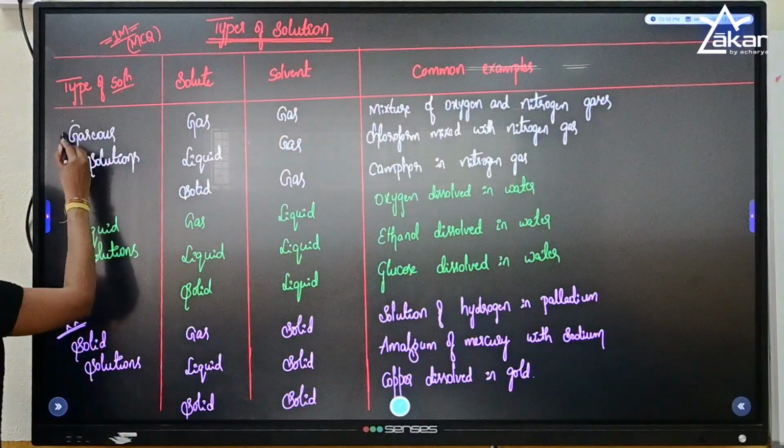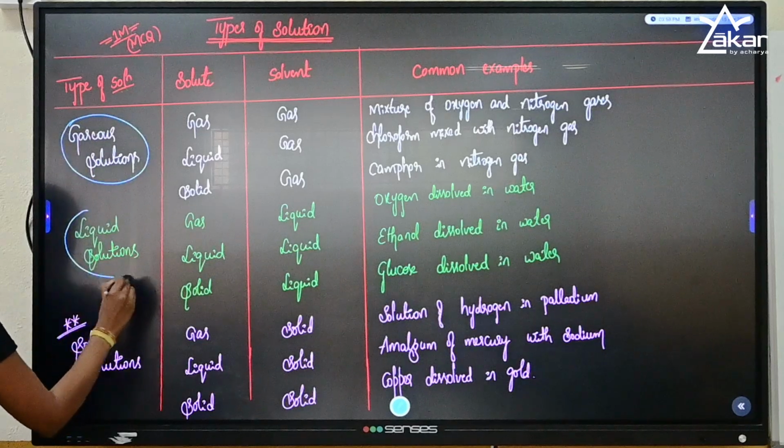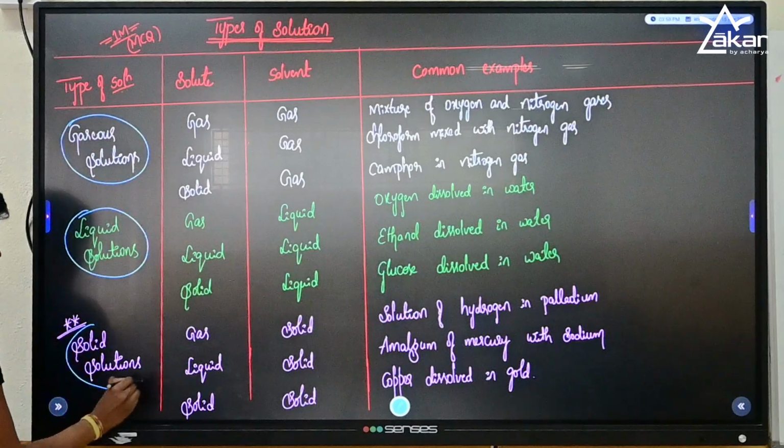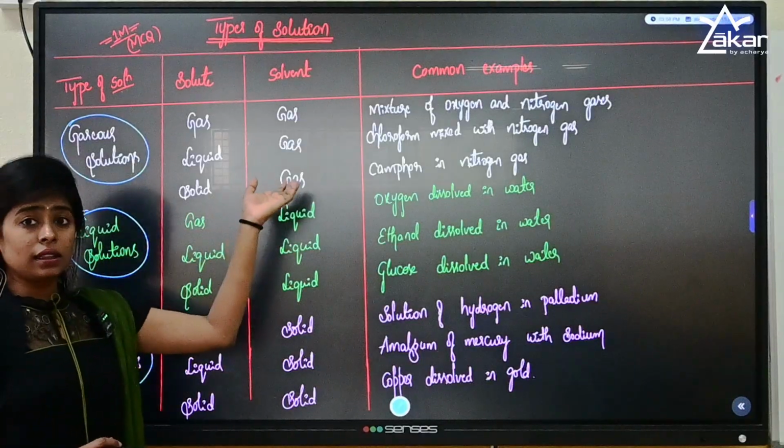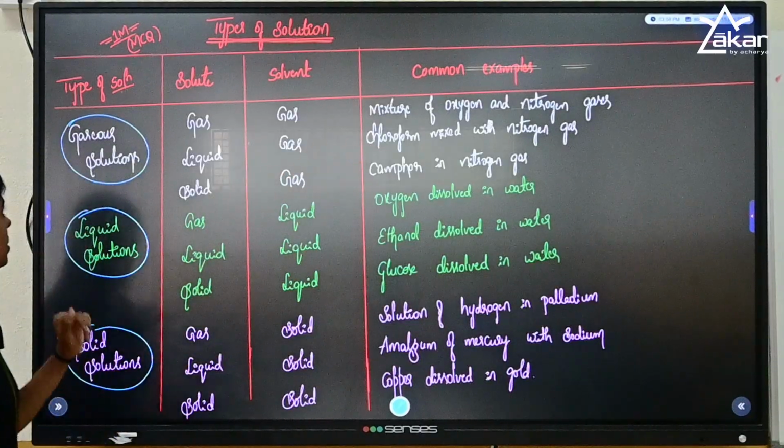Now we are going to understand the types of solution. So solution can be in a gaseous state, or it can be in a liquid state, or it can be in a solid state, solid solutions. So now we will understand all different types with the examples.